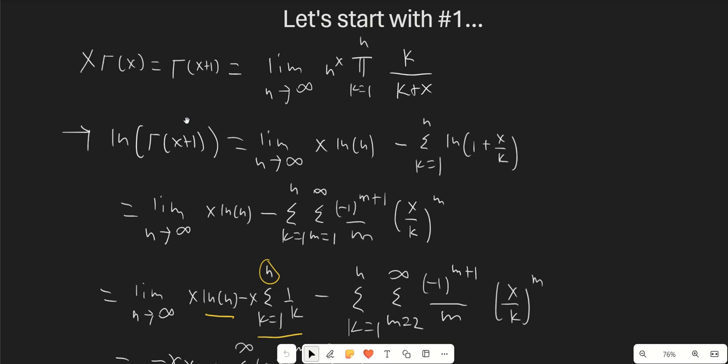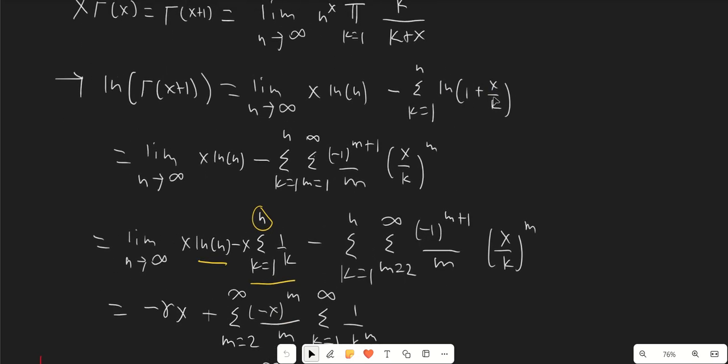So we take the natural log on both sides, and that actually turns this into an infinite summation. This n to the x comes out as x times natural log of n, and then we subtract the sum from k equals 1 to n of ln of 1 plus x over k. Then we expand ln of 1 plus x over k as an infinite series. That's going to be rewritten as the sum from m equals 1 to infinity of negative 1 to the m plus 1 over m times x over k to the m.